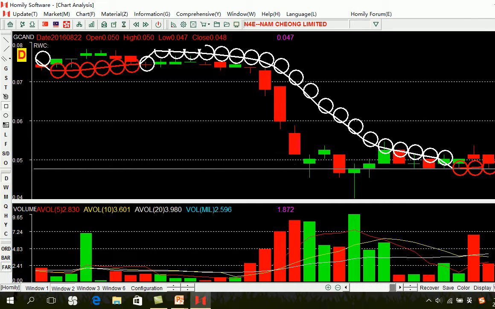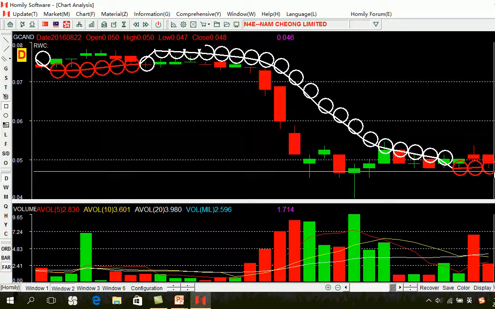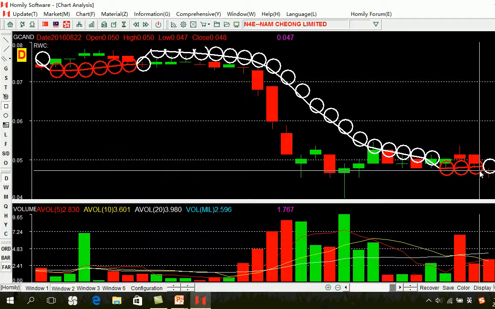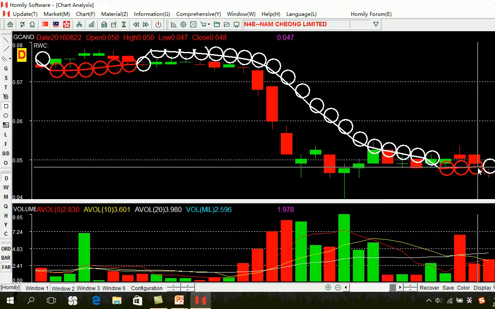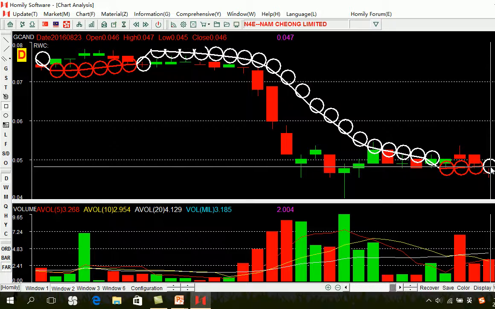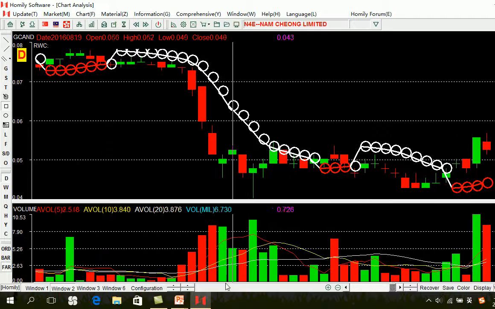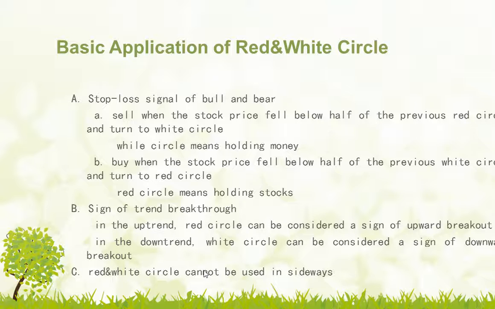Because the price is still above half of the last red circle, so you still can keep. Then the next day, why does the white circle appear? Because the candlestick fell below half of the last red circle. So here, the white circle appears. You should sell. So this is a sell point, okay? White circle means hold money. So if you see the price is still the white circle, you need to hold your money.